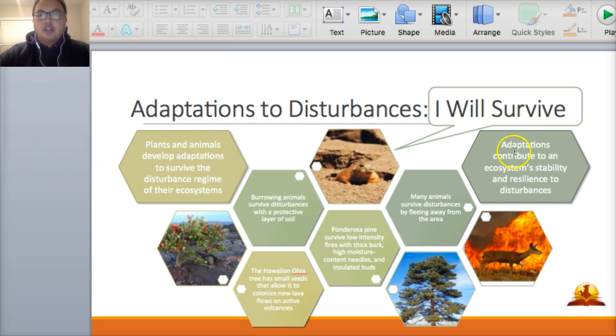And the adaptations contribute to ecosystem stability and resilience to other disturbances. So it's kind of like what doesn't kill you makes you stronger. For example, if people live through a disturbance or something happens and they still survive, that means they're more likely to survive any other disturbances.